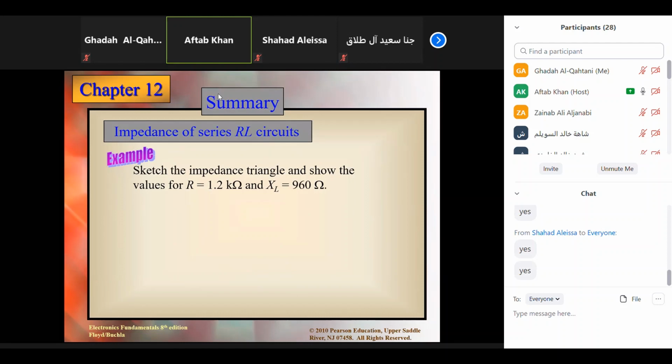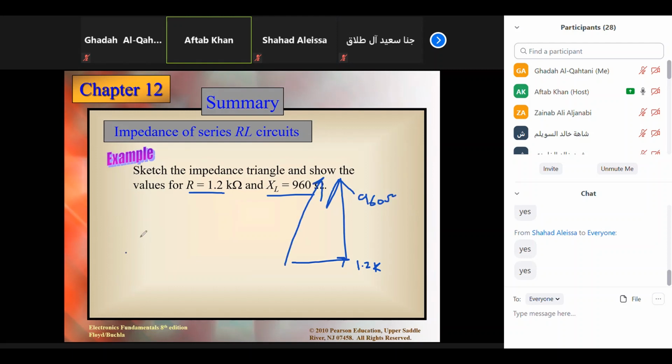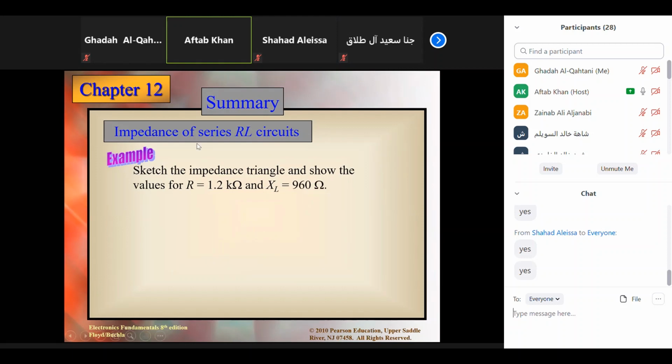Now, girls, just a simple question. If R is this and XL is this, sketch the impedance triangle. Okay, I can sketch, because this is going to be R. So I can write this is R. Okay, this is XL. I know this is going to be XL, 960 ohm. Now this is going to be Z. So Z I can calculate by the formula. What was that? Z is equal to the square root of R squared plus XL squared. That's it. Okay, this is the way. See the solution.